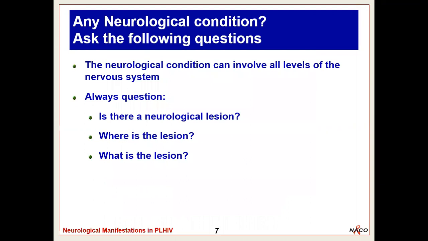So any neurological condition, for that matter, that you come across, you always need to see, first of all, where is the focus? Is there a neurological lesion? Where is the lesion? According to the symptoms, you try to rule that out, and ask what the lesion is. These are the basic questions that you should have in your mind. Next, please.